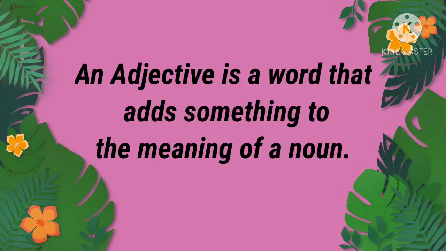An adjective is a word that adds something to the meaning of a noun. In short, we can say adjectives are addition words of the noun. They are directly related to the noun. Or you can say adjectives are describing words of a noun. Let us understand adjectives with some examples.